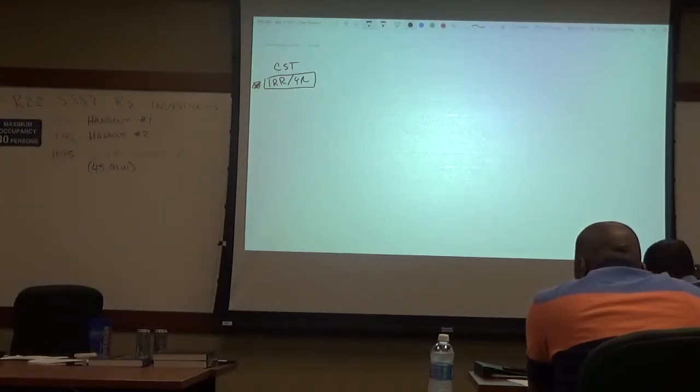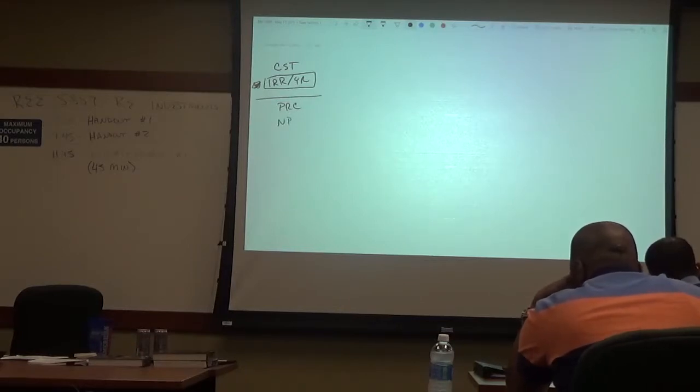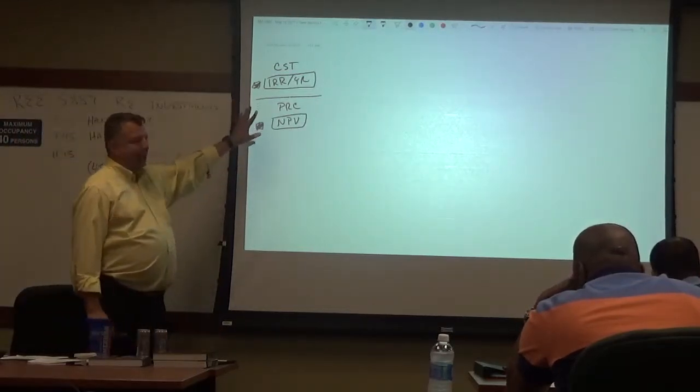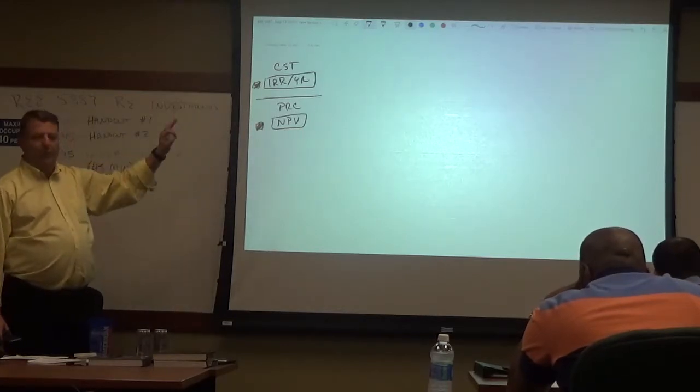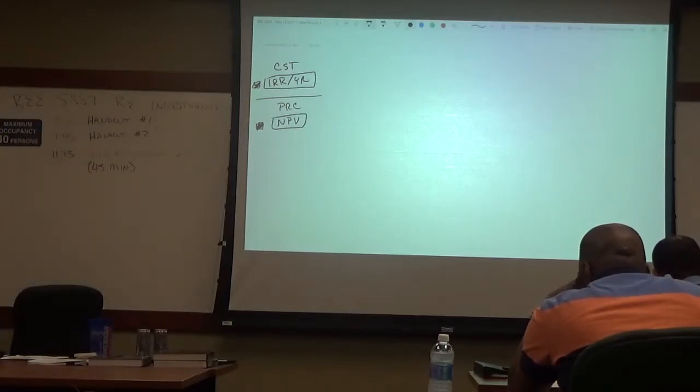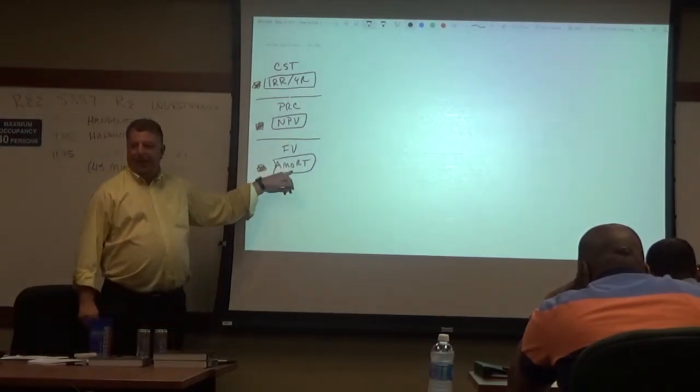The other one, which is right next to it, underneath the PRC key, is NPV, net present value. Once again, it's another financial function we'll be using a little bit later, but I just want to go ahead and highlight those while we're talking about these. And then another one, underneath the future value key, is the word amort. This means amortize.